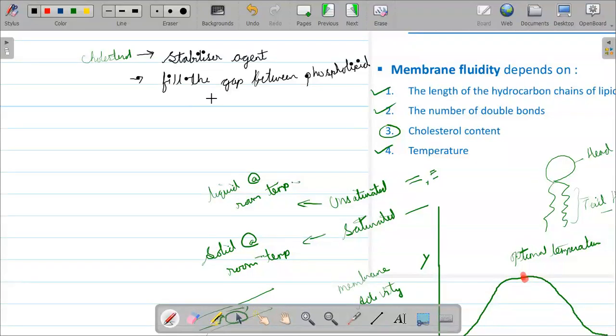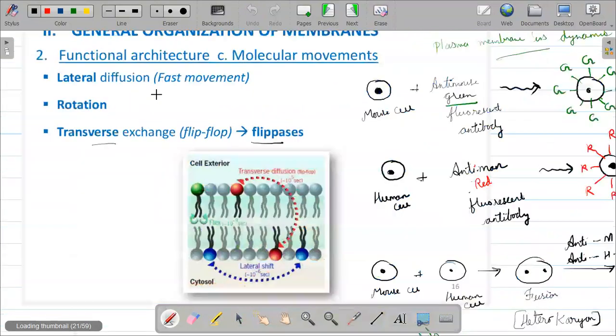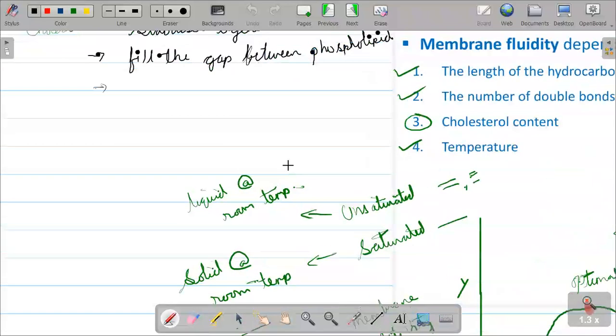So when the gaps are filled up, when you heat it to a higher temperature, it will become less fluid and more strong. When cholesterol goes and fills the gap, I'll zoom the diagram. Okay, I'll go with the diagram here itself. Imagine you have cholesterol molecules here. This is your glycerol, and this one is your fatty acids.